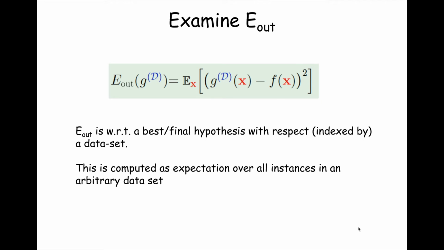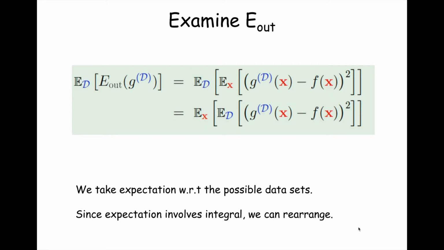Okay. So if I take the expectation of E out of G script D, that's just going to be the expectation with respect to the data set of the expectation with respect to the X vector values of the squared error loss between our final best hypothesis for a given data set evaluated on each point X, and the ground truth target function on X. Okay?